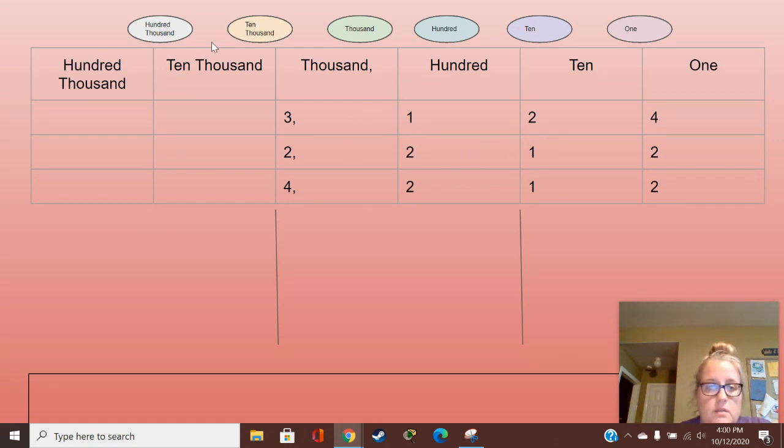So the first thing we're going to do again is we're going to use our place value discs and we're going to build our numbers so we can actually see the visual. So let's go ahead and do that. So the first number we have is 3,124. Our next number is 2,212. The number after that is 4,212. So I'm going to build them with my place value discs.